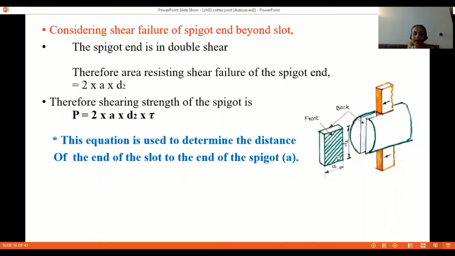And from this sketch, we can make out that the area resisting failure is 2 times d2 into a. So the shearing strength of this spigot is given by the formula P is equal to 2 into a into d2 into tau. From this equation, the unknown parameter, which is a, we will be able to calculate.